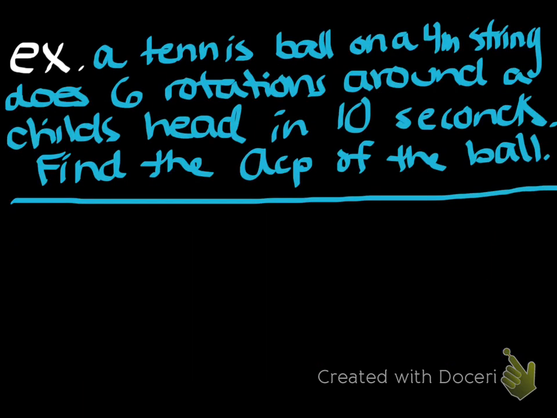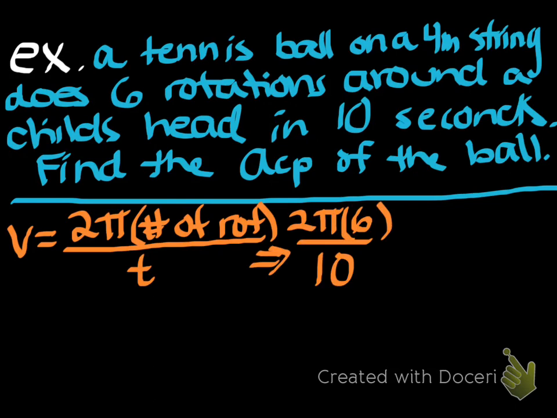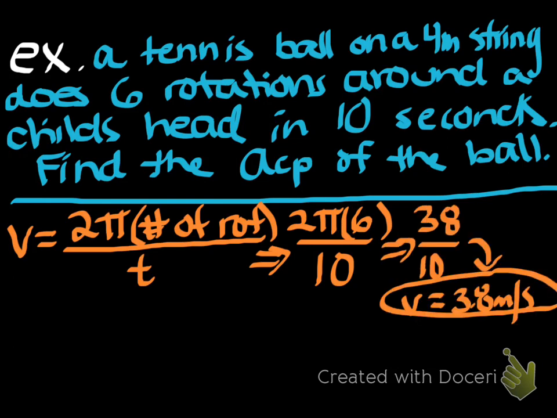So now let's do an example given the number of rotations in time. A tennis ball on a 4-meter string does 6 rotations around a child's head in 6 seconds. Find the centripetal acceleration of the ball. Because we know that velocity is equal to 2 times pi times the number of rotations over time, we can find velocity by plugging in these values and get 2 times pi times 6 over 10, which is equal to 3.8 meters per second for velocity.